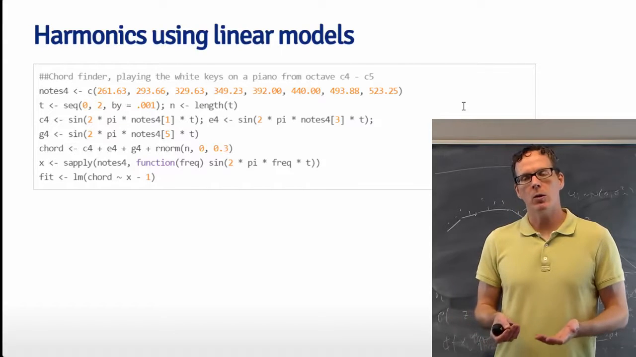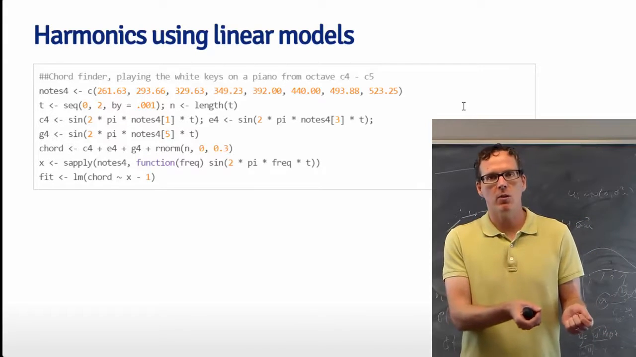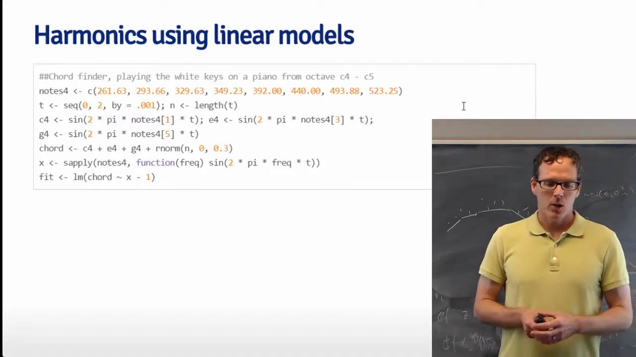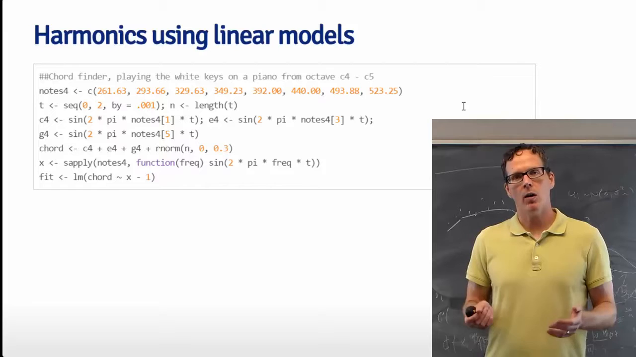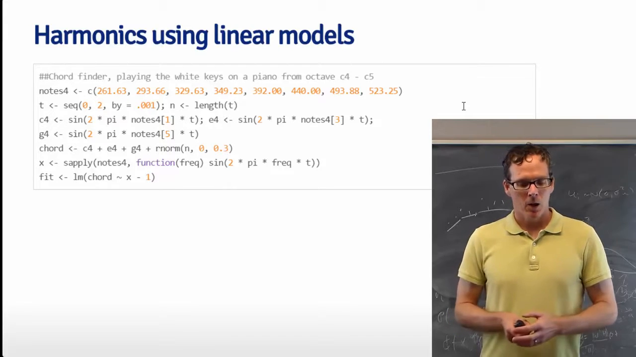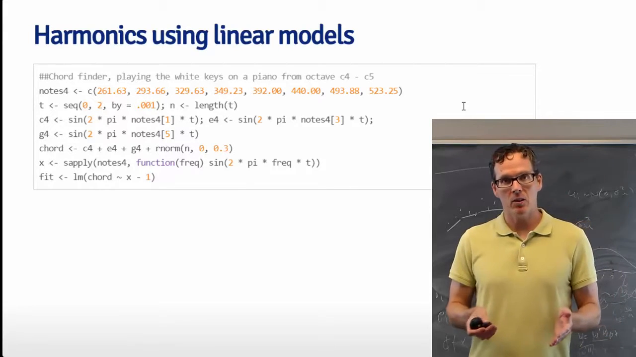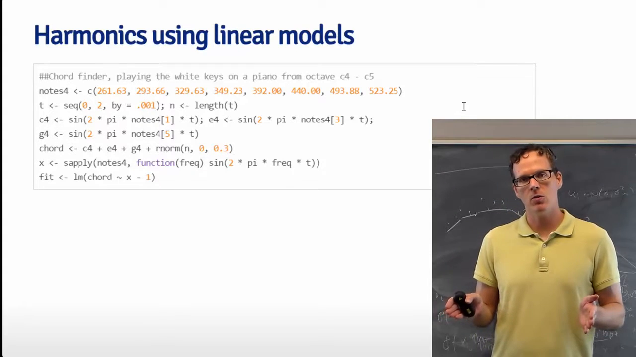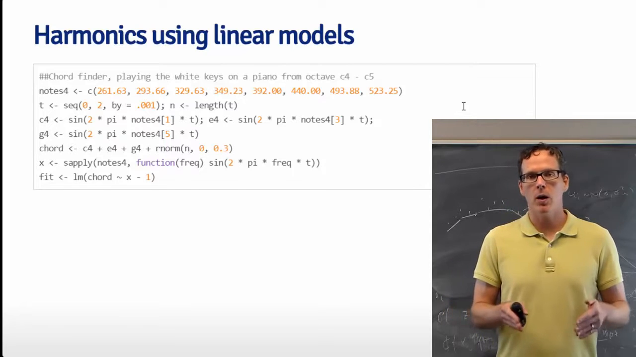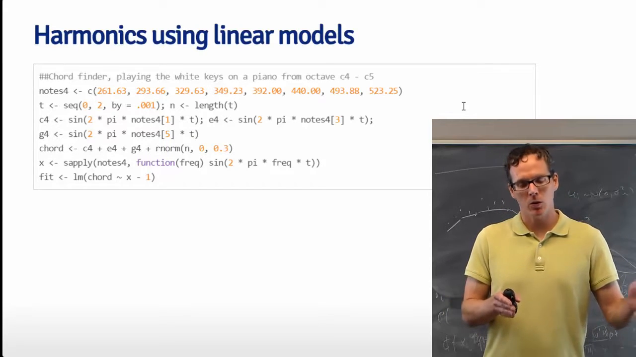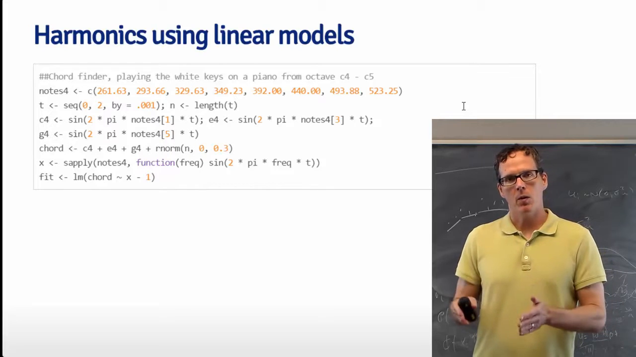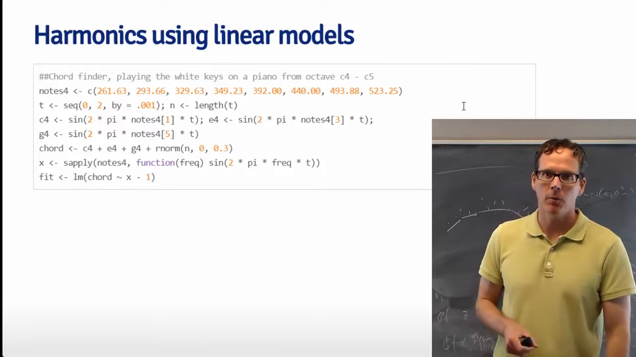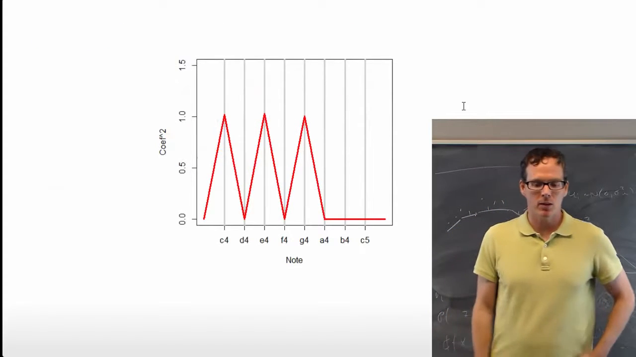Now, here I have a chord, and if I saved it as a wave file and played it, it would sound like a chord. What I want to know is, can R detect what chord it is? So what I did is I created a basis that was all the sine functions for every note, so 8 sine functions. Then I fit a linear model with my chord as the outcome and the sine functions as my predictors, and I got rid of the intercept because everything's centered to have mean 0. Let's see what happens when I plot the coefficients.